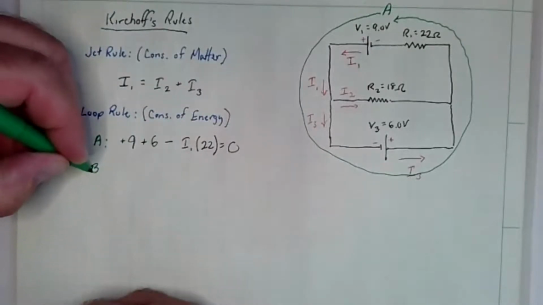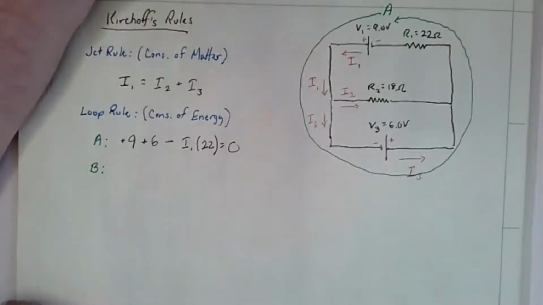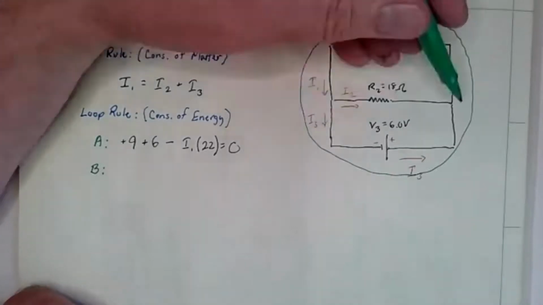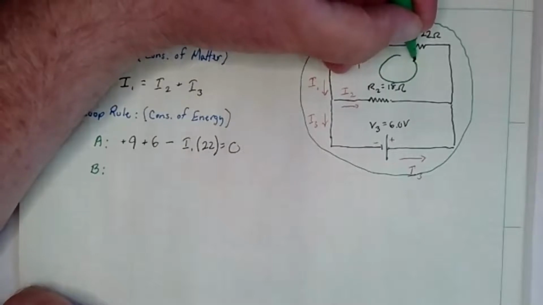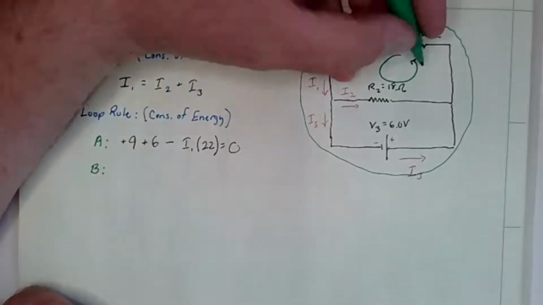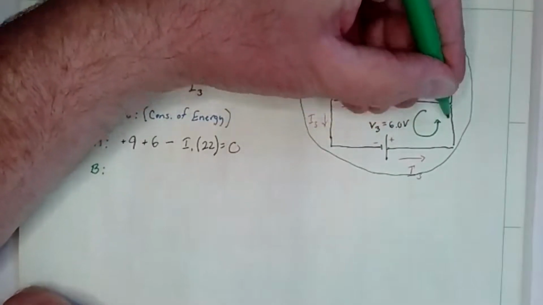Now let's find a loop B. For any circuit like this, there are actually going to be 3 loops. So there's the big one all the way around the outside, and then there are little ones like the upper sub loop, and I'll call that B. And then there's another sub loop down here, I'll call that C.